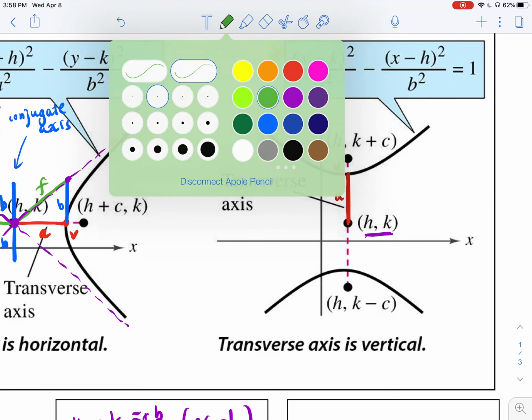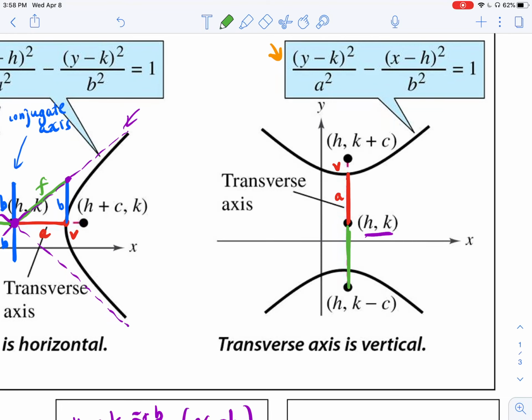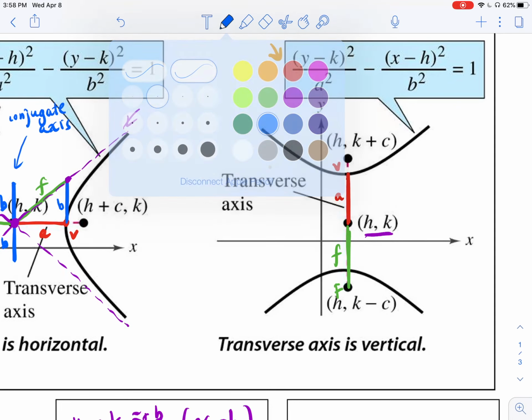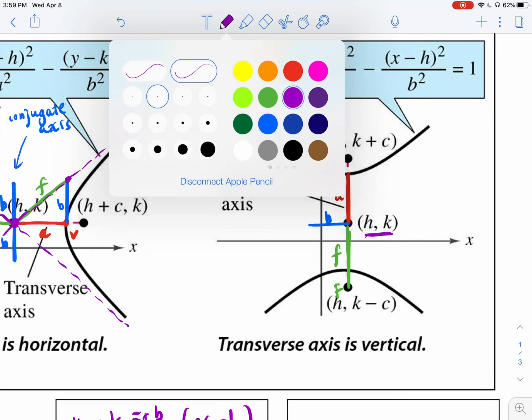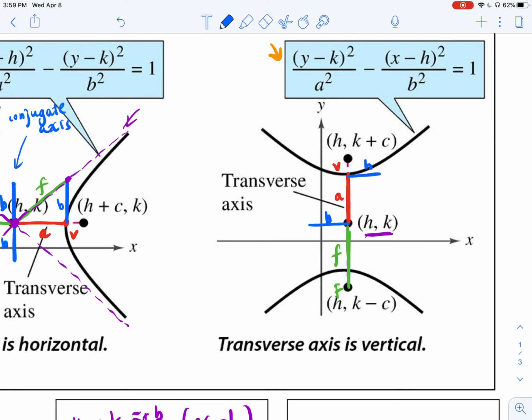My F value is the distance from my center all the way to my focus here, which is going to be F. And my B value, which I'm not going to redraw my F right over here, but my B value would go out perpendicular to my transverse axis. So we draw something like here, B. And my asymptote would be the line that starts at the center and goes up A over B. So up A, and let me just keep it here, over B.